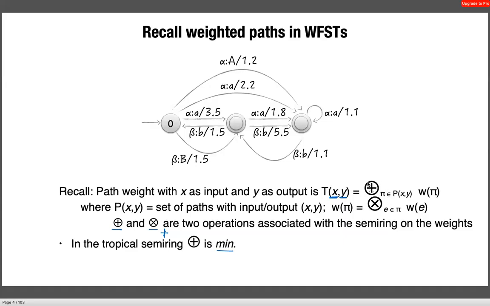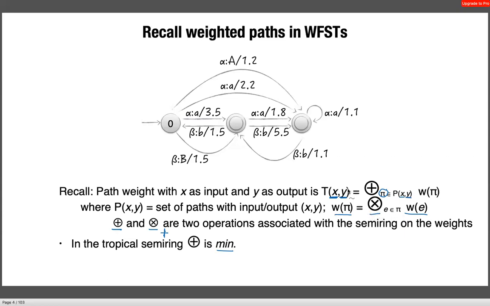It's the plus operator applied to every path, which I'm denoting here by pi, such that X is the input string and Y is the output string. I'm going to sum over, here the sum is the semi-ring sum, the weights of all these paths. And what is the weight of a path? The weight of a path is the times operator applied to the weights of each of the individual transitions in the path. So the weight of the path pi is the times operator applied to the weights of every edge or transition E belonging to pi.